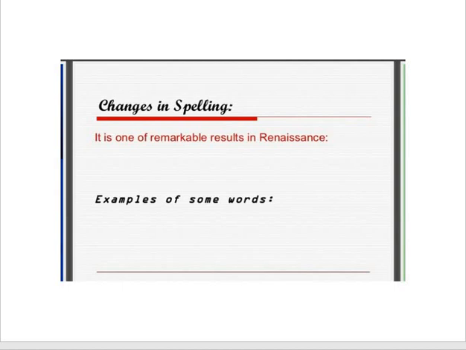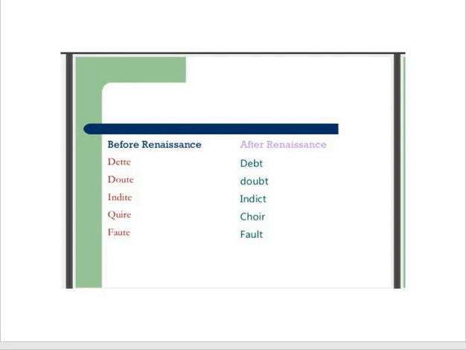Examples of some words: before the Renaissance, "dette" was debt and "doute" was doubt; "indite" means indict, "quoy" is coy, "cure" and "faulty" becomes fault. Here is how the spelling changes in that period.